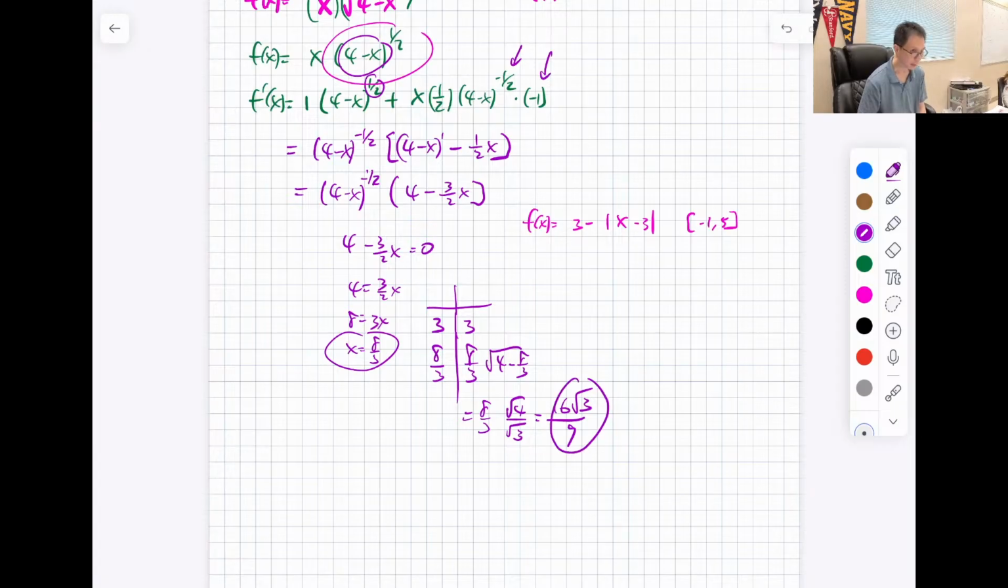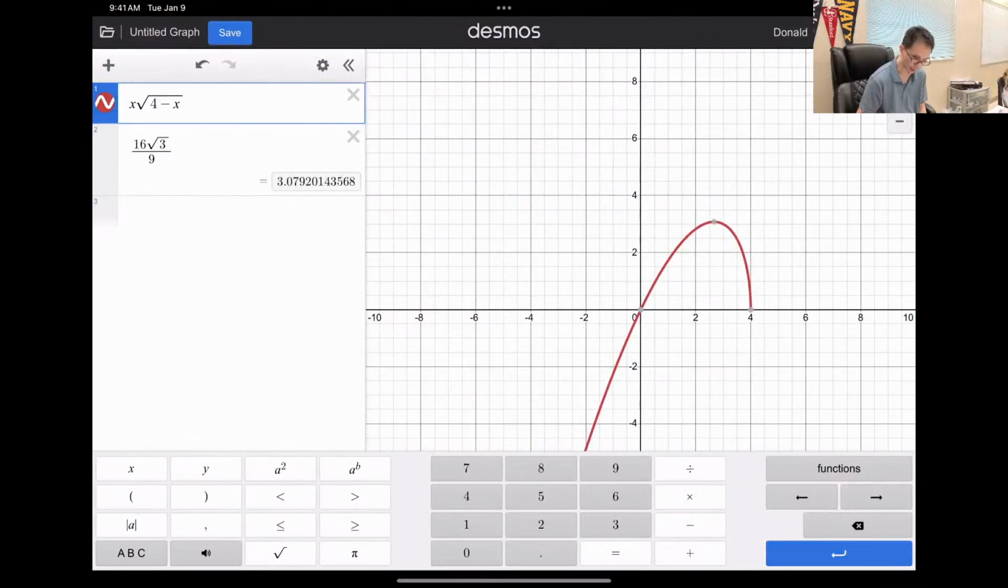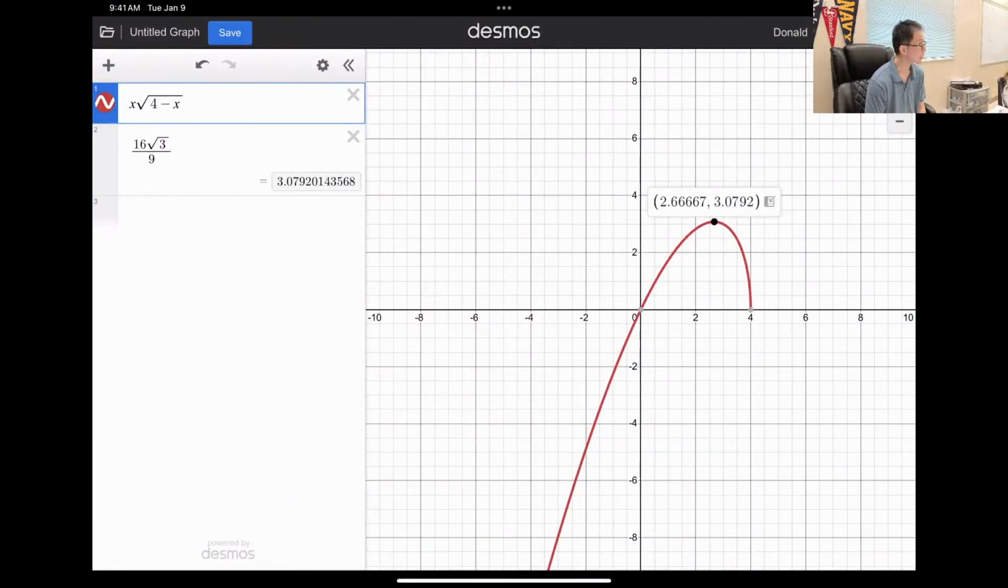You have to get this value because you have to verify whether it's true or not. And this is true because 16 root 3 over 9 is that. So not only do you have to do homework, you have to check your answers. If you don't check your answer, you don't know if it's right or wrong. The best way to check is using decimals.